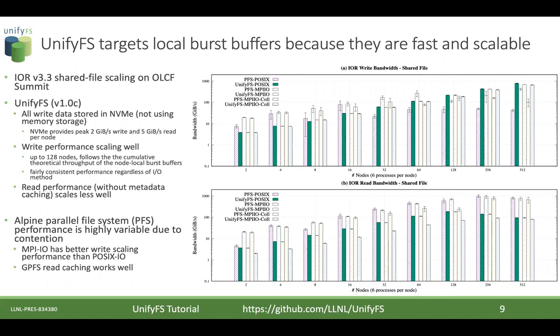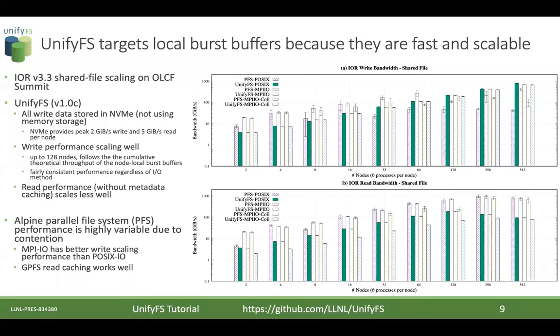And so in this case, we've configured Unify to only use the node local NVMe drives in the Summit compute nodes. Each one of those drives provides roughly 2 gigabytes of peak write bandwidth and 5 gigabytes of peak read bandwidth. And in the top graph, you'll see the PFS lines or the parallel file system lines and the UnifyFS ones. And we've compared IO performance using POSIX IO, MPI-IO, which is independent IO, and MPI-IO, which is collective IO.